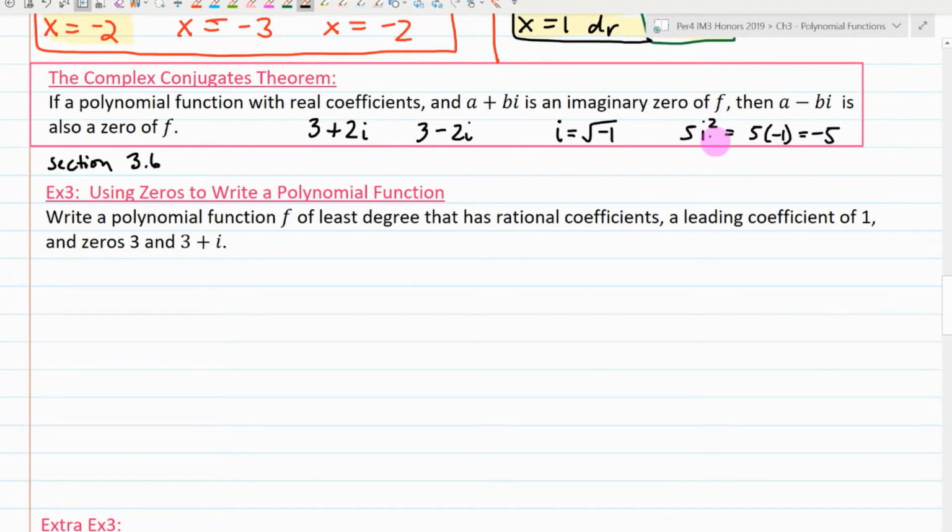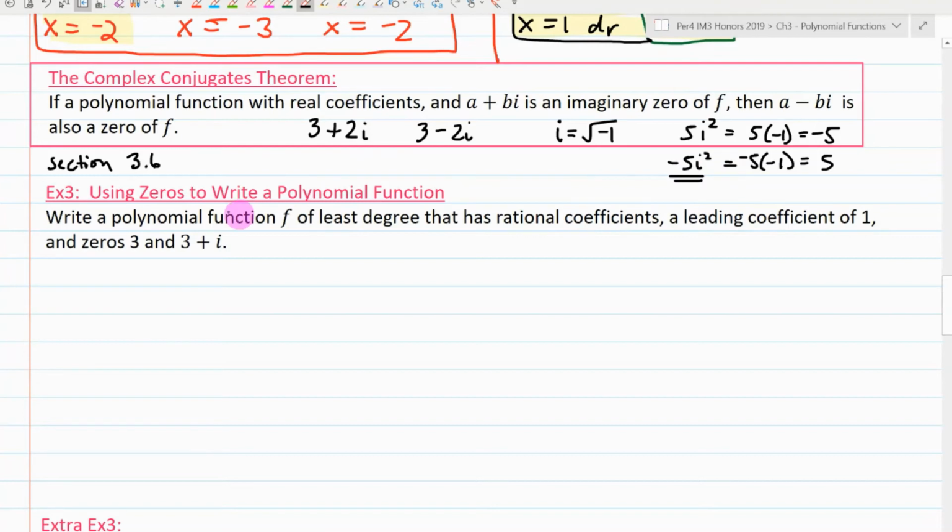So if you have an i squared next to a number, you basically can remove the i squared and change the sign of the number. So if I had negative 5i squared, it would equal positive 5. And the reason it would equal positive 5 is because it'd be negative 5 times negative 1. So anytime you have an i squared, remove the i squared and change the sign of whatever's next to it because it just means times negative 1.